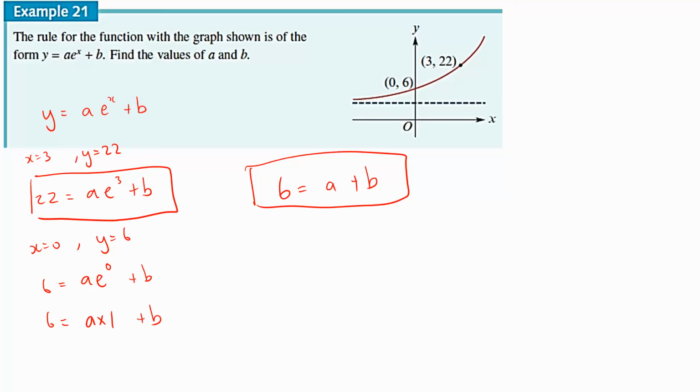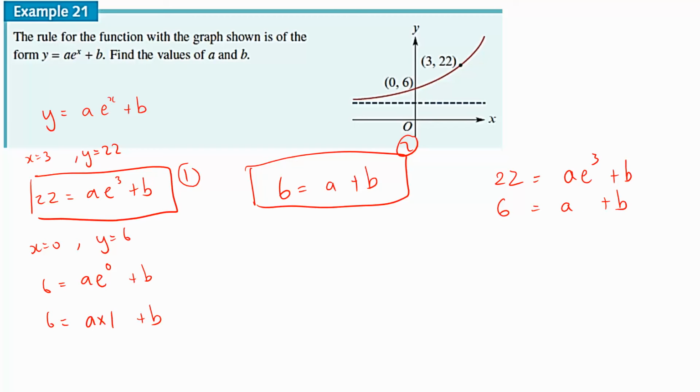Mazen? You subtract both sides by b and sub in. Fantastic. Now we can do the elimination method by saying, well, that's 22 equals, this is equation 2, if you have a look at equation 1, that's A e to the 3 plus B. Now this is 6 equals A plus B.